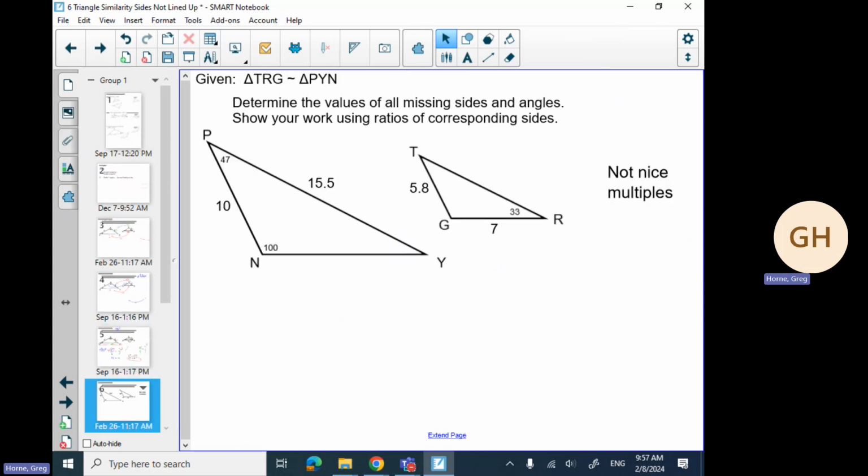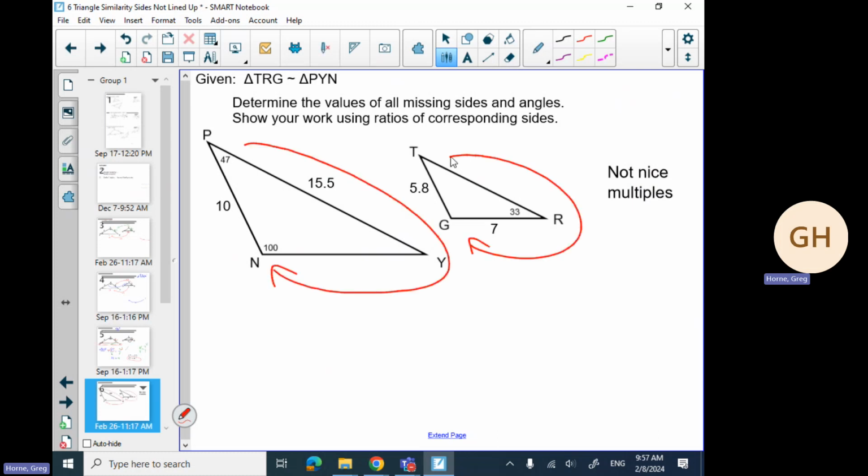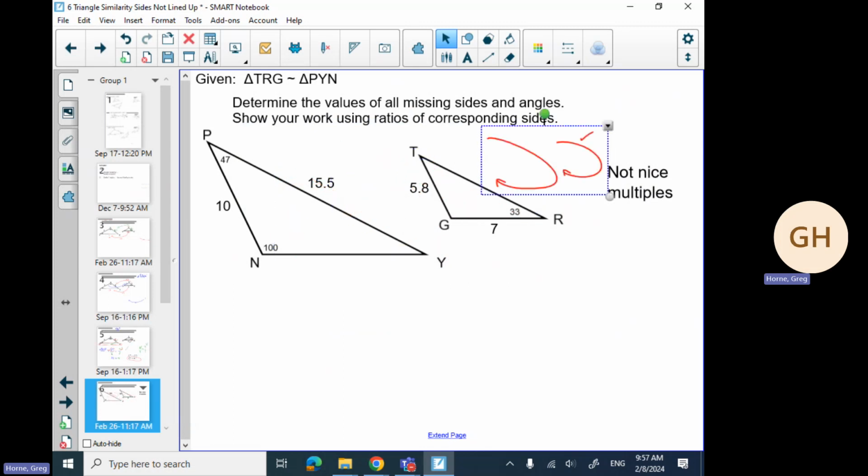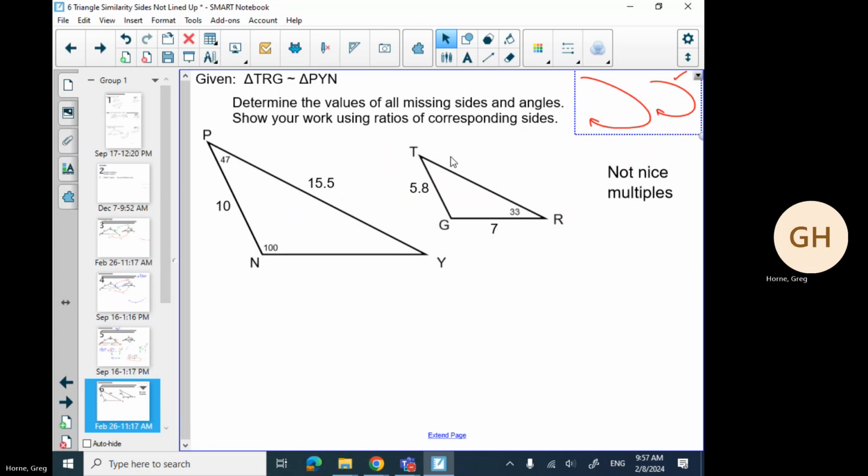In this one here, it's just not nice multiples. So you might find the ratio method a little bit more worthwhile, I guess, in this case here, right? So just do a quick check here, giving them in order. So TRG, like that. The other one's PYN. So same order again. So we can say, yep, they're good to go. And they're all lined up nice. Let's just shrink that down. We check, they're good to go.